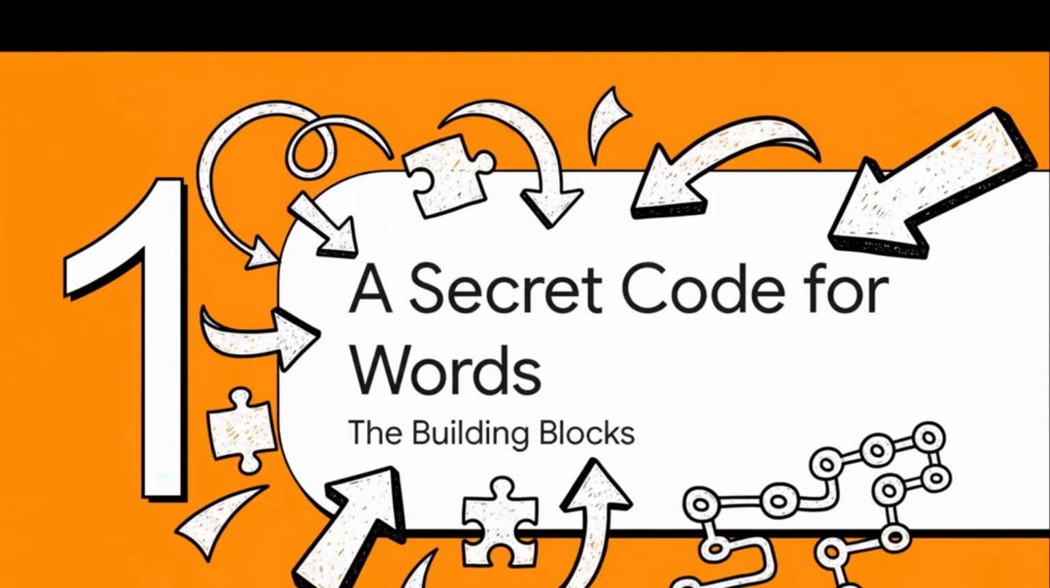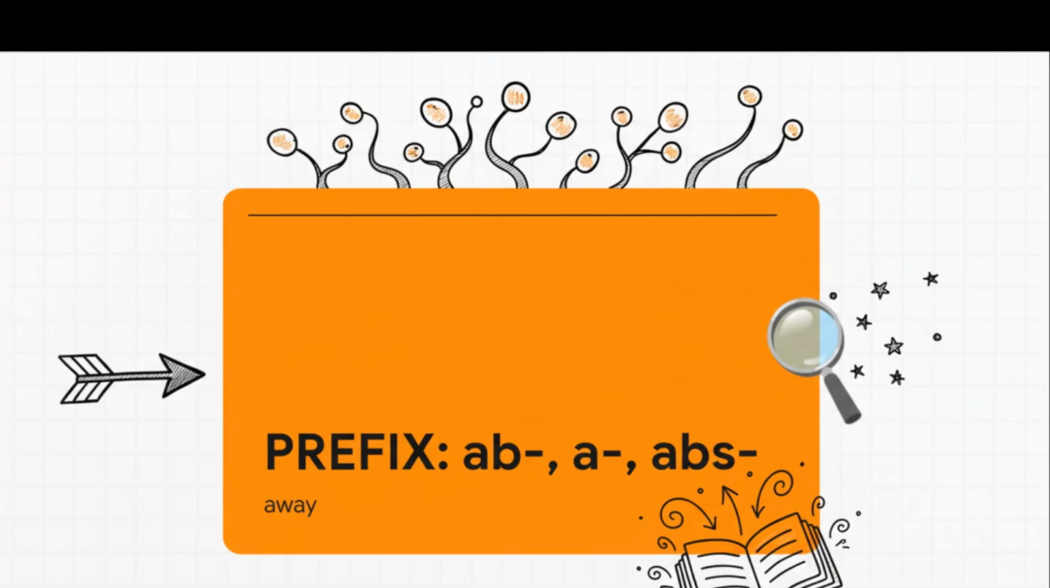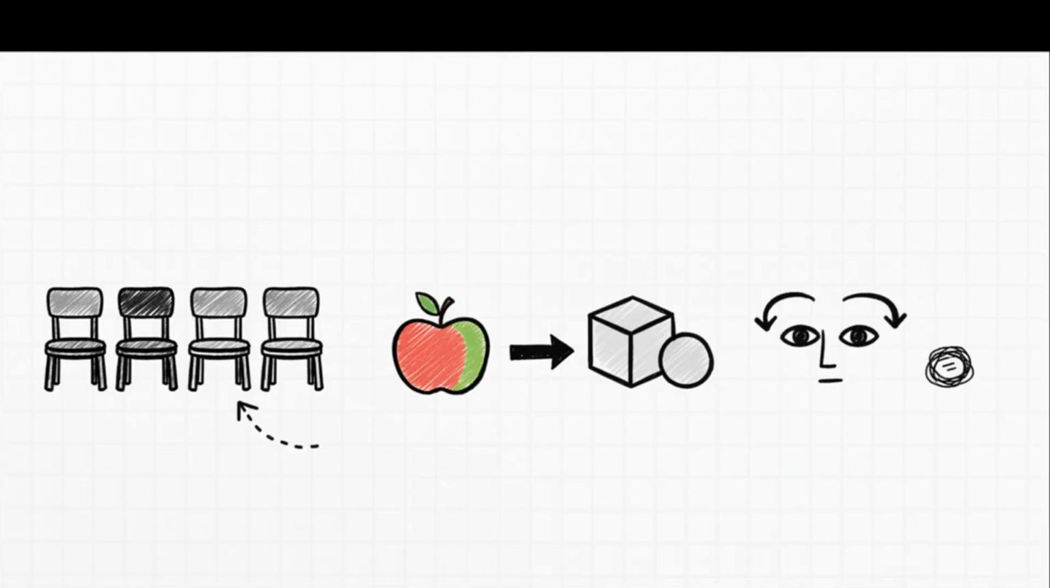Let's start with some of the most basic building blocks out there, the prefixes that tell us where everything is going. Okay, our first piece of the code is the prefix ab, which you'll also see as a or abs. Just think of this one as a big arrow pointing away from something. Anytime you see this at the start of a word, it's signaling some kind of distance or separation or just moving away. Let's see it in action.